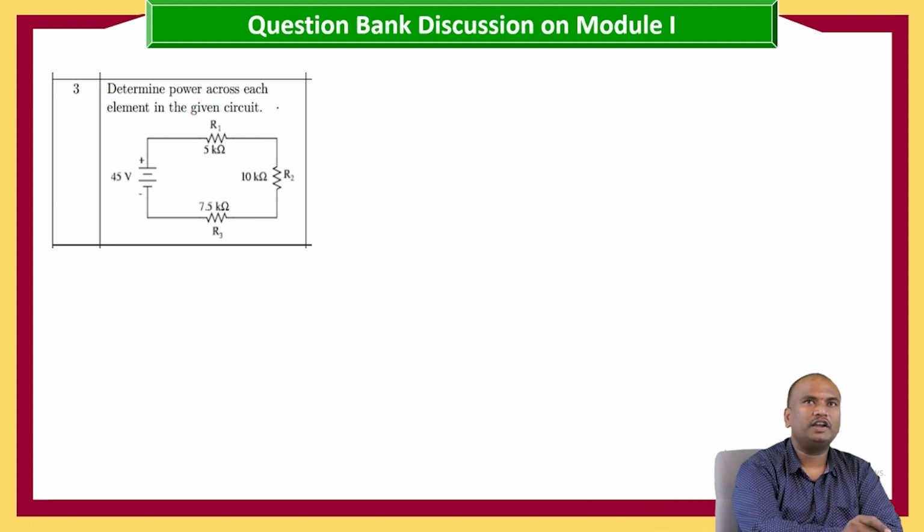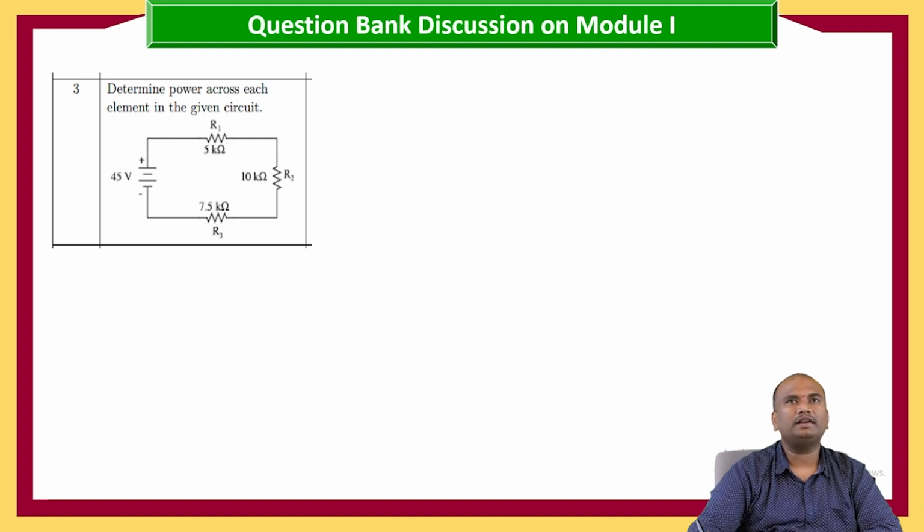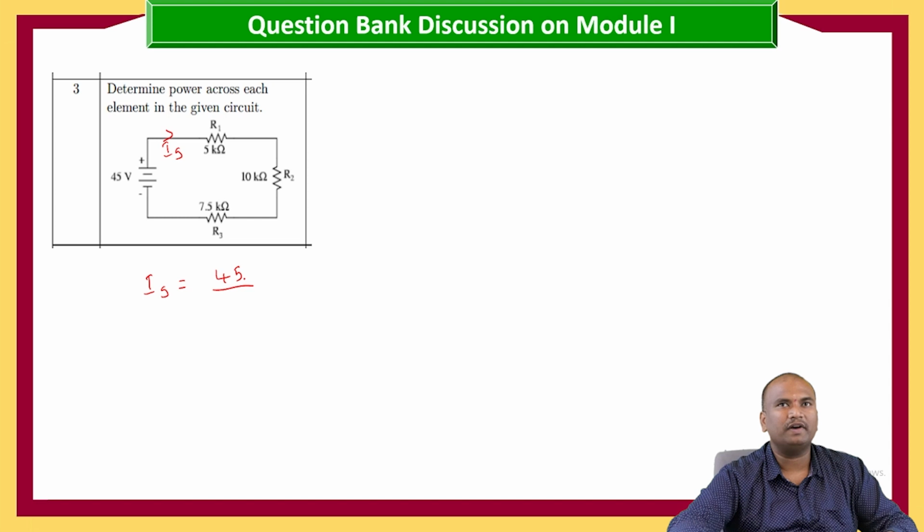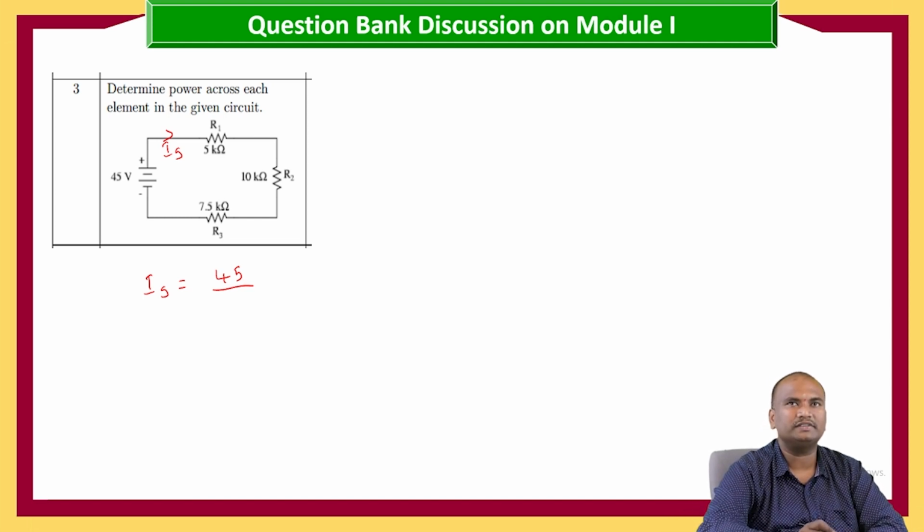The next problem is to determine the power across each element in the given circuit. For calculating power, we need either the voltage across that particular element or the current flowing through it. Here the elements are connected in series, so let us calculate the source current. Source current Is is equal to voltage divided by equivalent resistance. Here 3 resistors are connected in series.